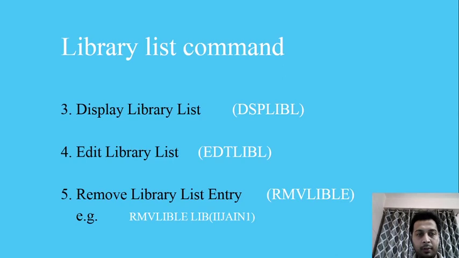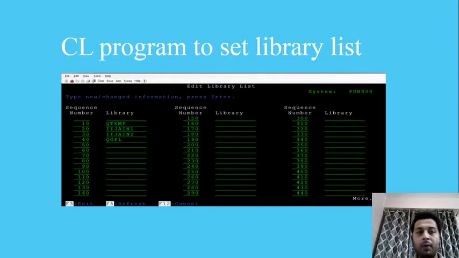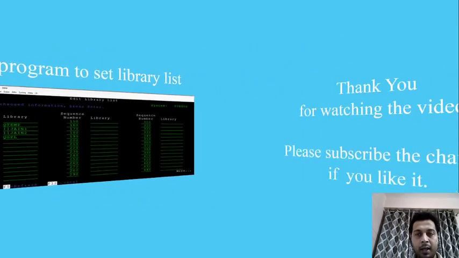So display library list we have discussed. We have discussed add library list. We have discussed remove library list. And this is what the CL program did, right? For the library list, I just use the program for defining the development library and the production library.